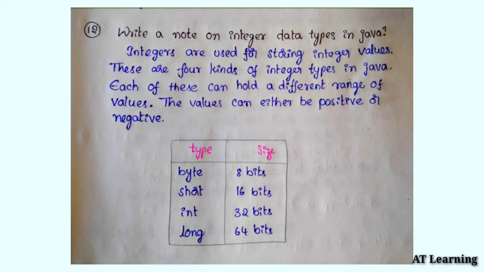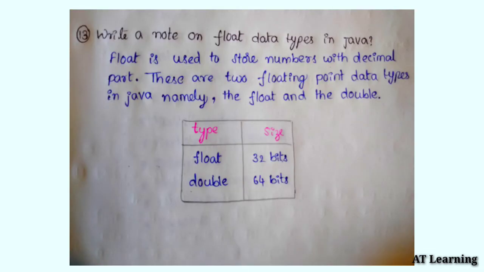The 12th question is write a note on integer data types in Java. Integers are used for storing the integer values. There are 4 kinds of integer types, that are byte, short, int, long. The size of byte is 8 bits and the size of short is 16 bits and the size of int is 32 bits and the size of long is 64 bits.